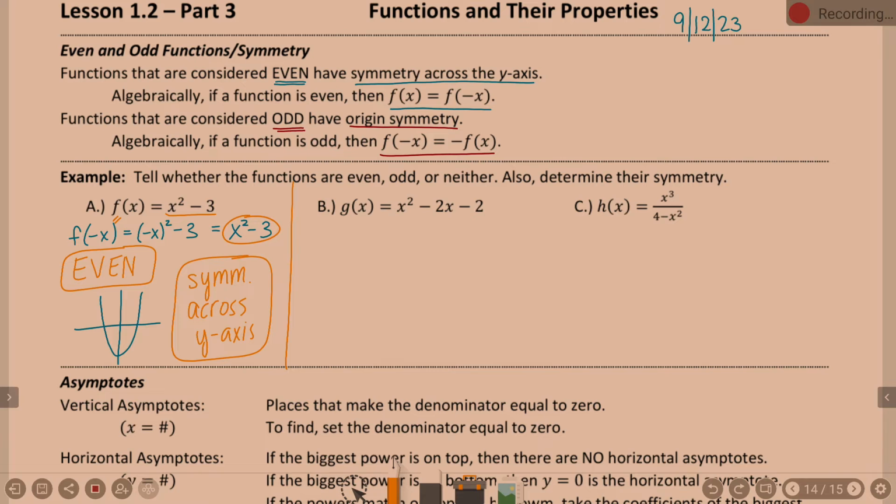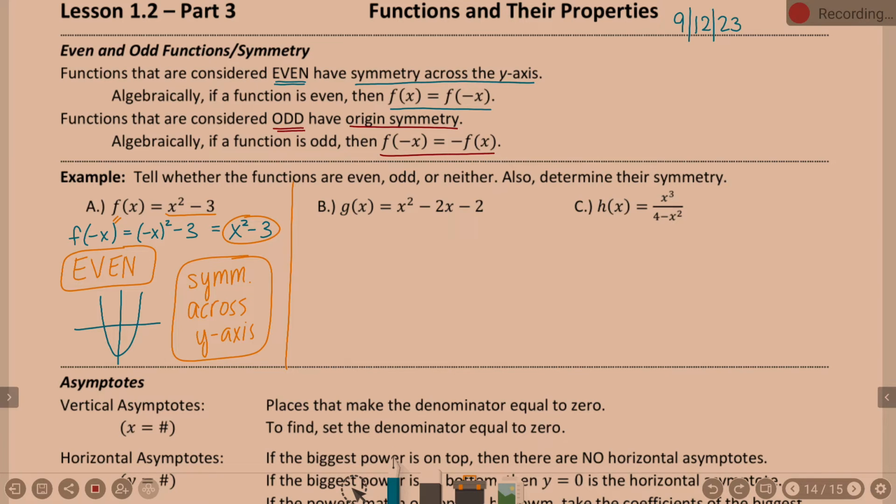Okay. So that's an example of, the first thing I'm going to do is check to see if it's even, because you have to find that first one to get us started. Okay, ready for the next one?